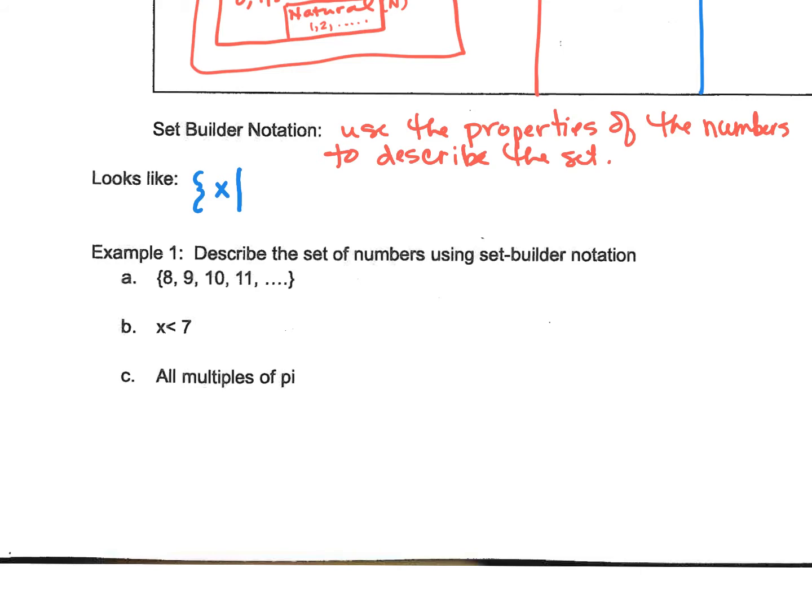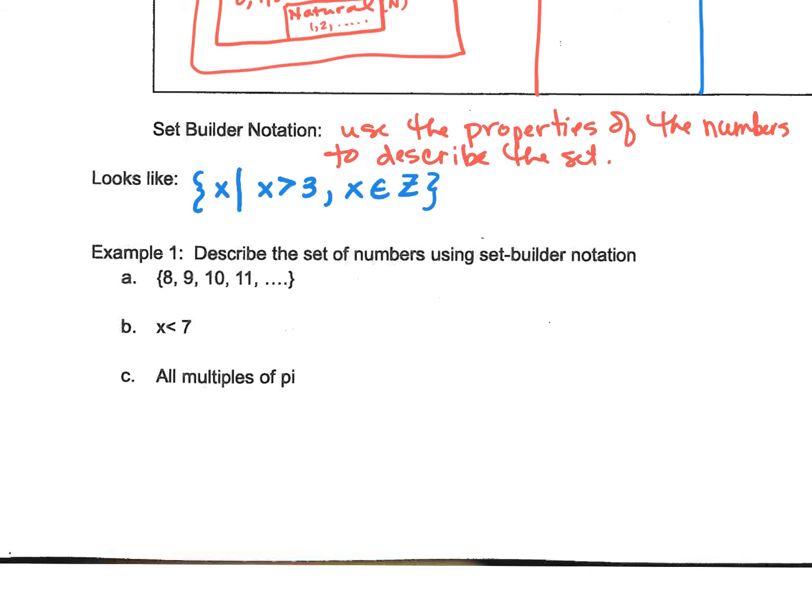So we've defined the variable, and now we're going to define what the variable is in terms of the numbers. Such that X is greater than 3, where X is an element of, and you're going to say what set it's an element of. Let's say X is an element of the integers.